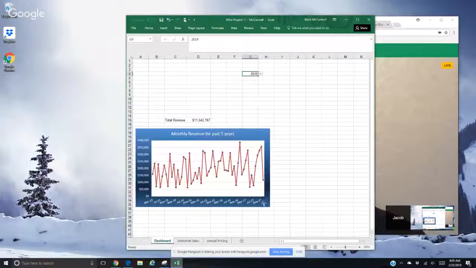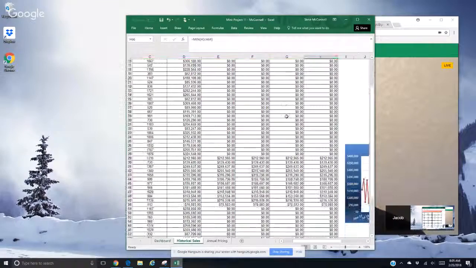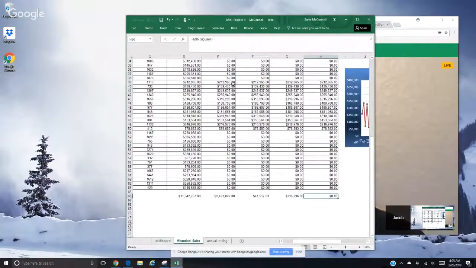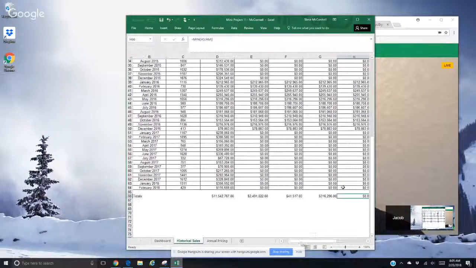So when you go in and you change the dashboard, it just gives me those for 2016. That's how I thought to do it. I couldn't think of any other way. Show me what you did.